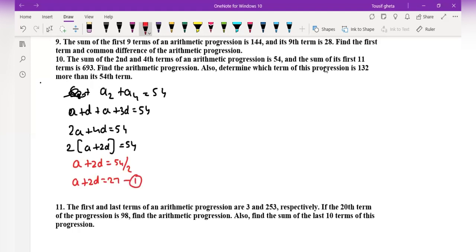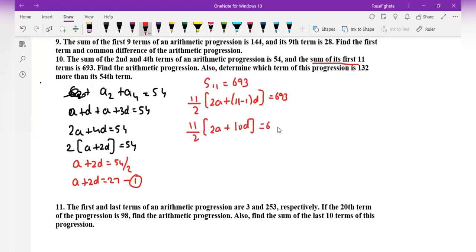Okay. Here it is given the sum of his first 11 terms, that is, the value of S11 is 693. How will we write S11? 11/2 of 2a plus (11 minus 1)d is equal to 693. So 11/2 of 2a plus, 11 minus 1 becomes 10, so 10d remains, is equal to 693 as it is. In the bracket terms we will take 2 common. So 11/2 into 2 is common. What will be remaining? a plus 5d is equal to 693.